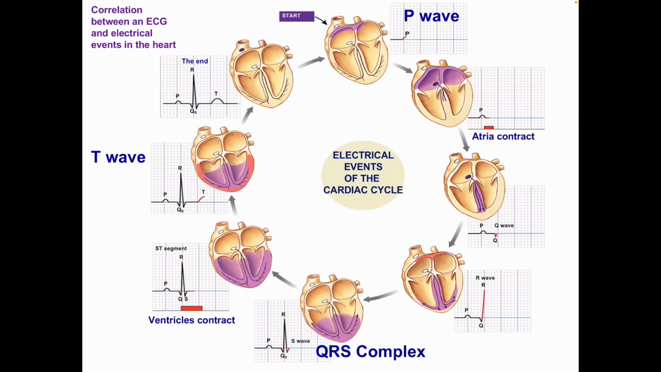So on this diagram, the purple shows the electrical activity. So we have purple here in the atria coming from the SA node, spreading across the whole atria, and this is reflected in the P wave. And then the down part of the Q wave is when the electrical impulse is spreading down through the septum at the middle. And then as it spreads out through the outer ventricle walls, you've got the R and the S. And then as the ventricles recover, we get the T wave. And then we're back to the start again.